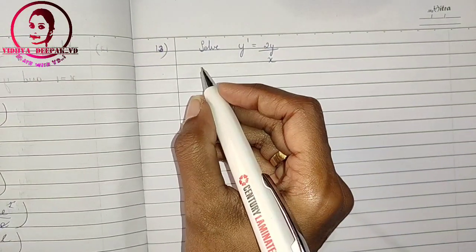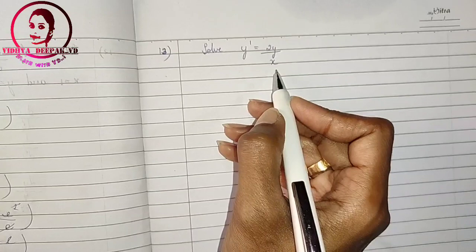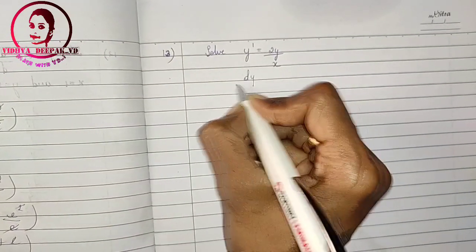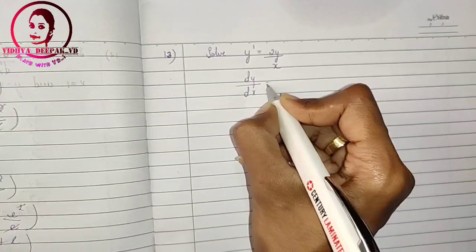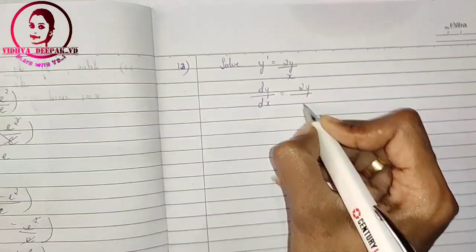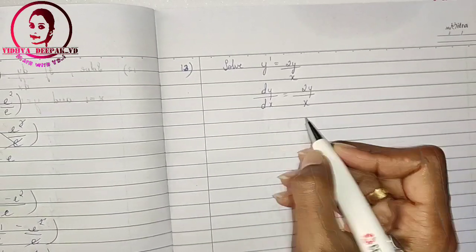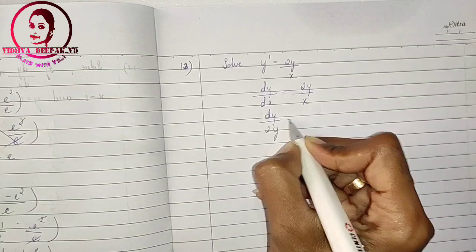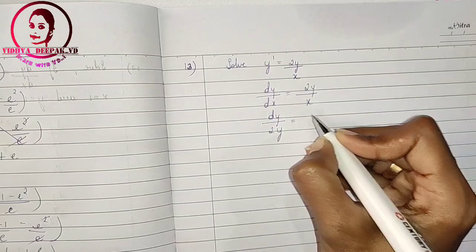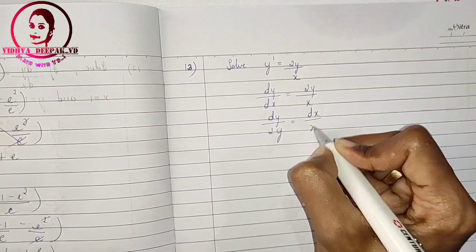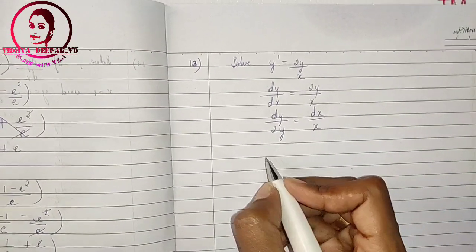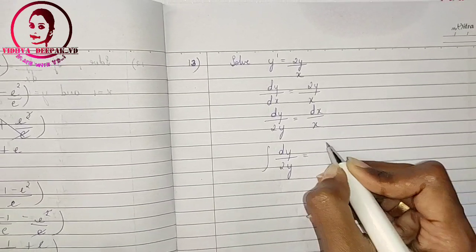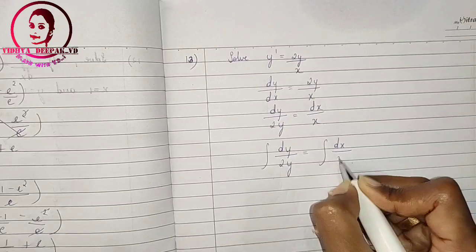So our next question is solve y dash is equal to 2y by x. So y dash is nothing but dy by dx is equal to 2y by x. Now separating in variable separable form, what do we get? dy by 2y is equal to dx by x, bringing this y together with dy. Now what do we have to do? Integrating on both sides, what do we get? dy by 2y is equal to integral of dx by x.